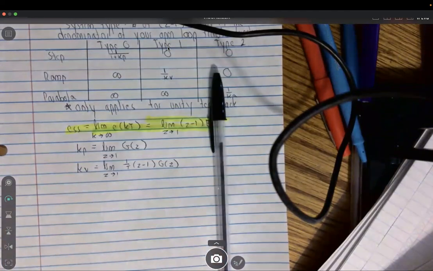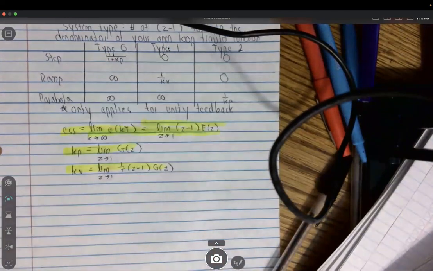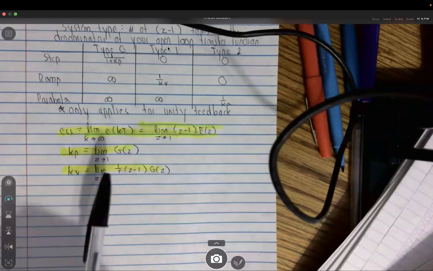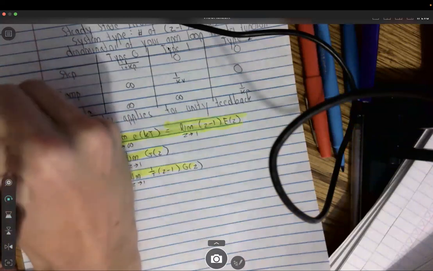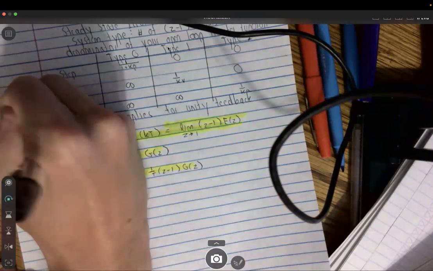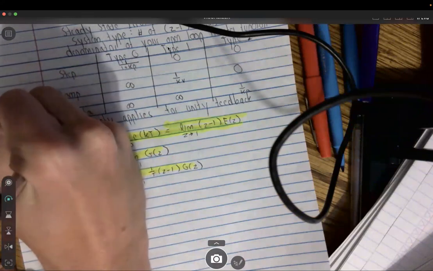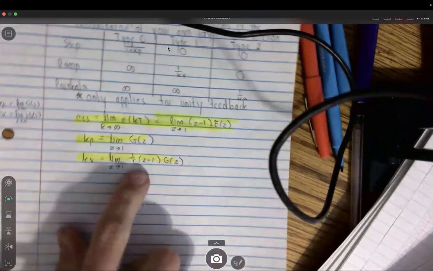These are just definitions I threw at you for the steady state error, and you're probably wondering how we got these. Remember when we were dealing with the S domain, we had Kp and Kv. Kp was the limit as s goes to 0 of G of s, and Kv was the limit as s goes to 0 of s G of s. It's very similar here.